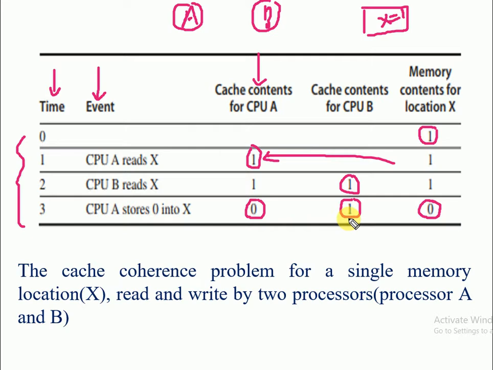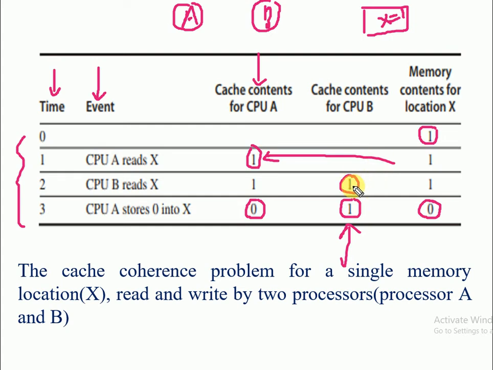So the first access is towards the cache, but which is actually wrong, because the value of H is now 0 but it is getting the value 1. This is called the cache coherence problem. So the cache coherence problem for a single memory location H, read and written by two processors A and B. I think it is very clear now.